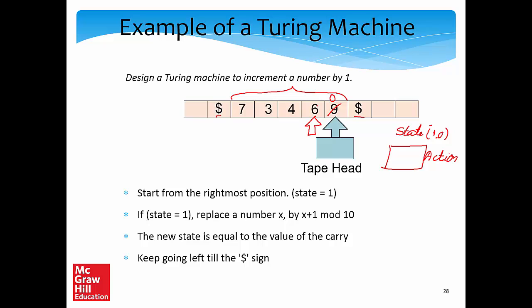The tape head will then see that it has 6 under it, so it will come to this line over here and replace 6 by 7, but since there is no carry, the state will be equal to 0. Subsequently, the tape head will move to each of these locations, and since the state is 0, nothing needs to be changed. Finally, the computation will complete when it hits the dollar sign over here. So what we have seen is an example of how the Turing machine can be used to effect a very simple computation, which is to add 1 to a number.